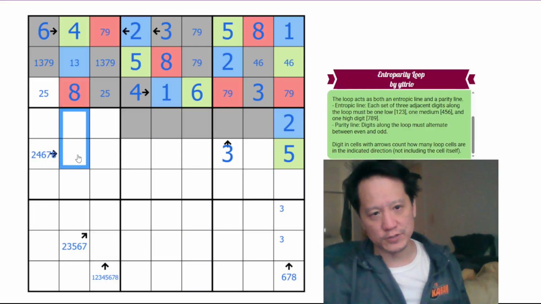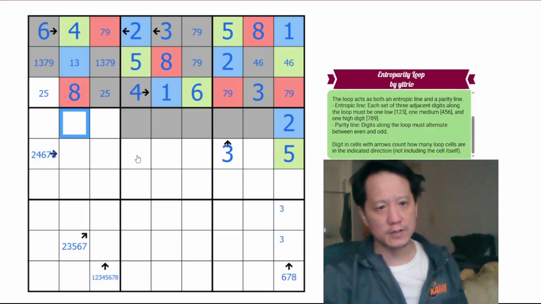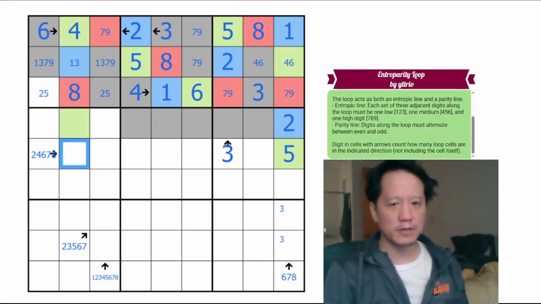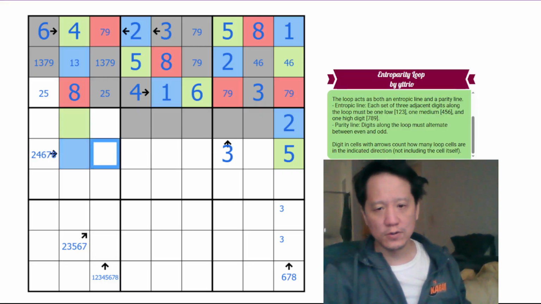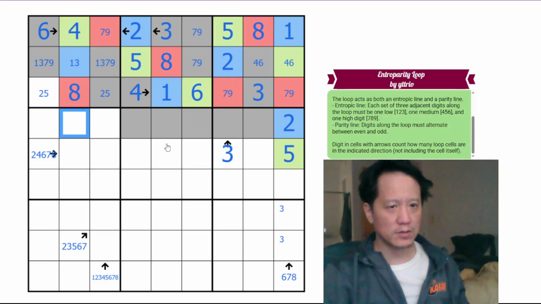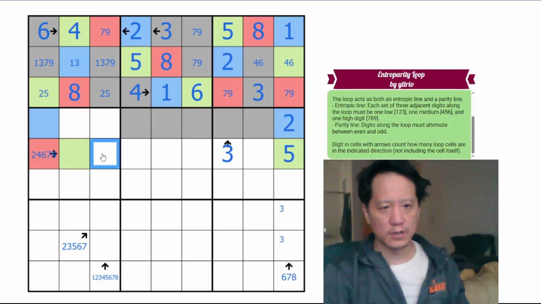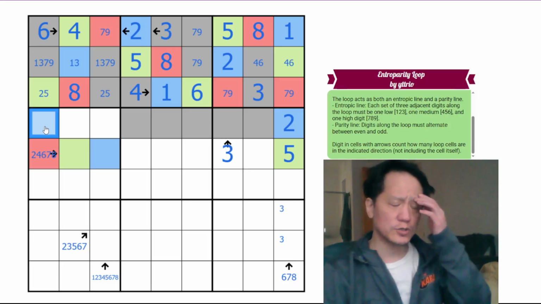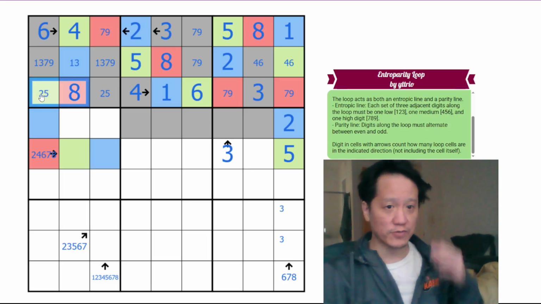So what happens if we do this way? So then this would be green, blue, red, green, blue, red, and green. Okay, so that way doesn't work. What about if we go this way? Red, green, blue, red, green, blue. Oh, but this can't be 2. And it would have to be 2 if it goes this way.